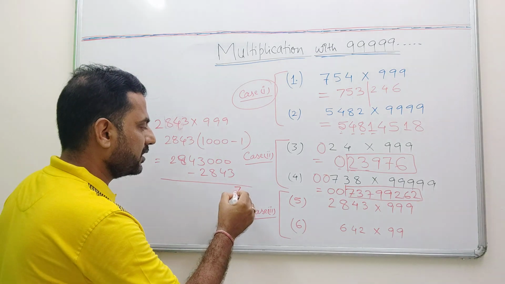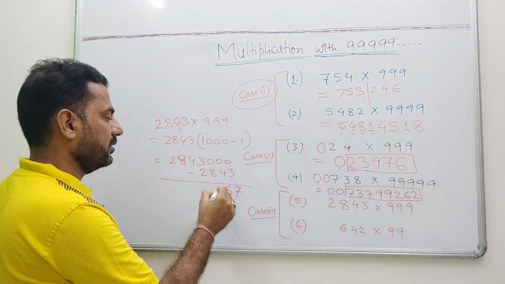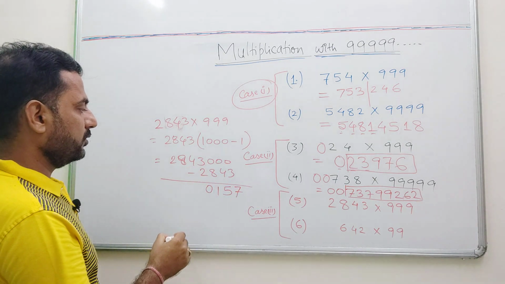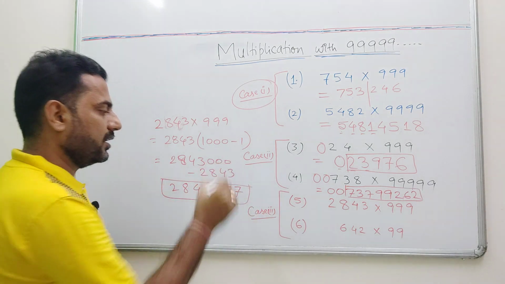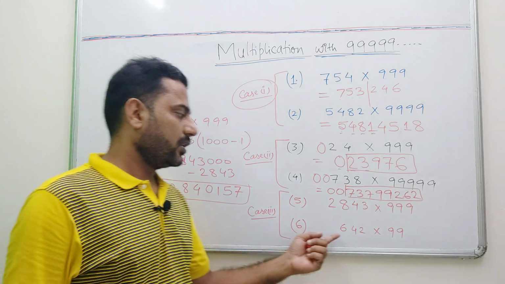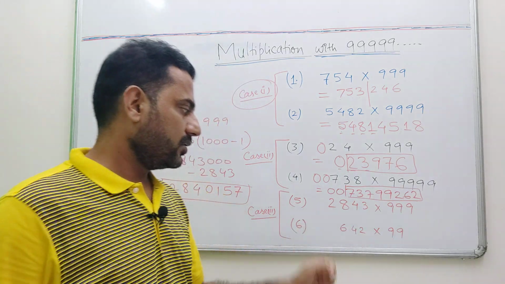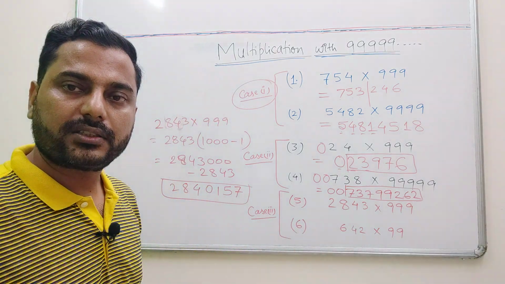So this becomes 7, and this is 5, this is 1, and this is 0, and then 4, 8 and 2. So this will be the final answer. Similarly, you can answer this question. You try this on your own and come with your answers.